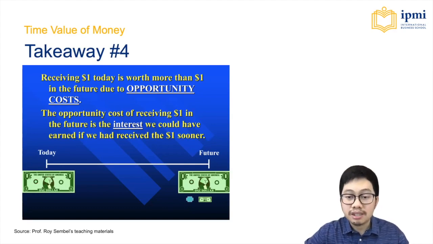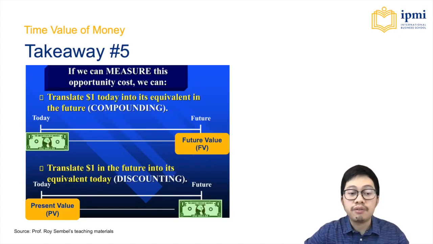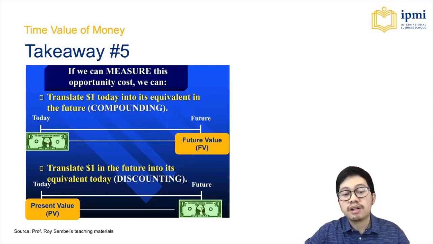So based on that concept, we learn about future value and present value. Future value, or compounding, is how much $1 today is worth in the future. And vice versa, the other way around, $1 in the future could translate into a different amount of dollars in the present value. It depends on the discounting rate, and for the future value, it depends on the interest rate.